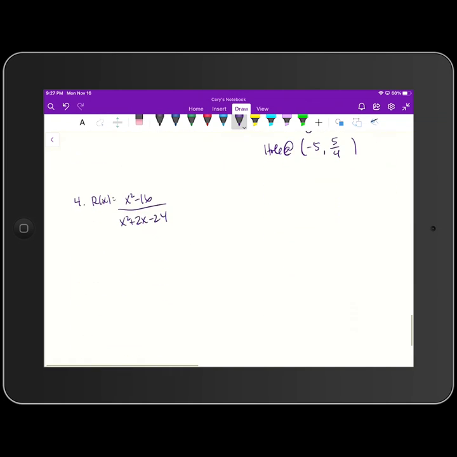Okay, you guys give 16 a try. So for 16, you have r of x equal to x squared minus 16 divided by x squared plus 2x minus 24.